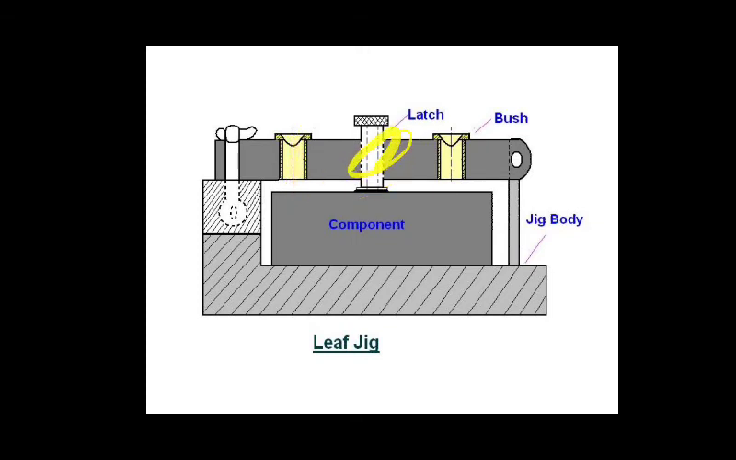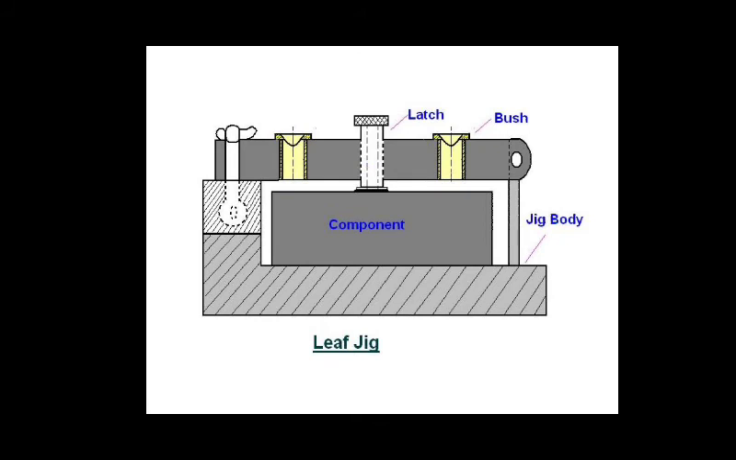Here also one latch is there. You can see it holds the component over here. So this latch holds the component, and this is what you call the leaf, or you can say the arm also, in which the latch and bushes are fitted.